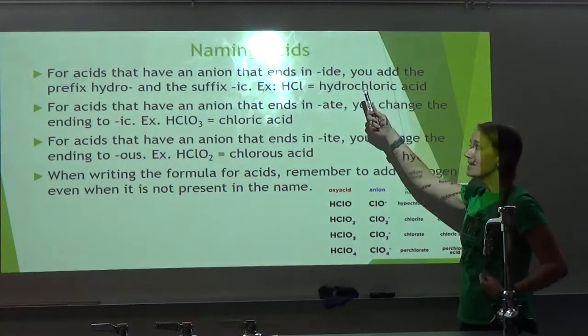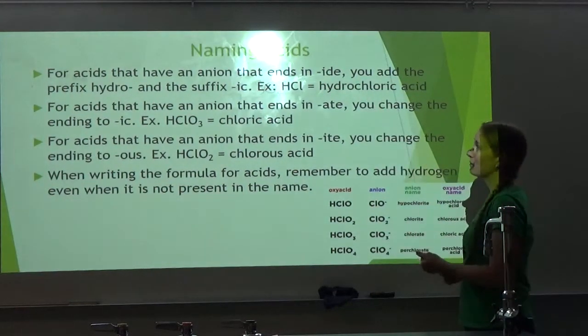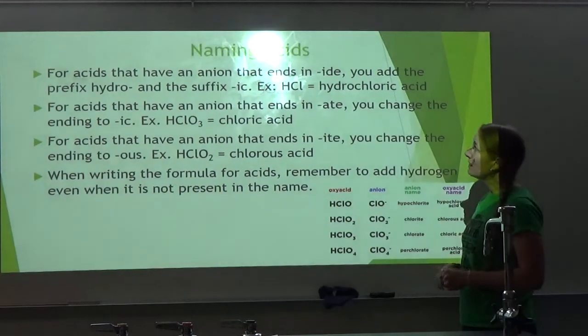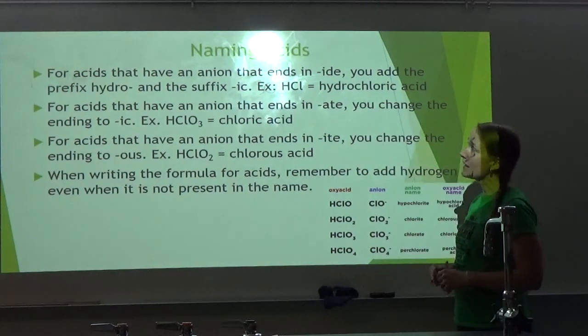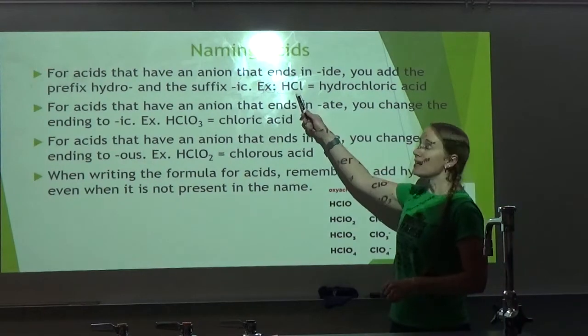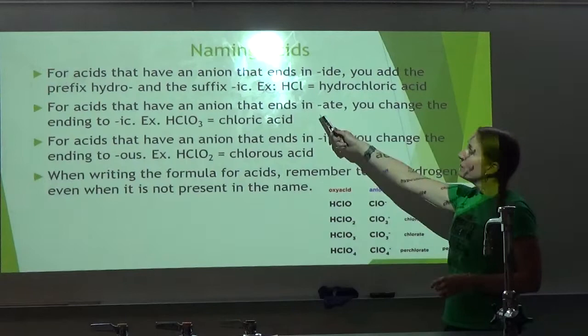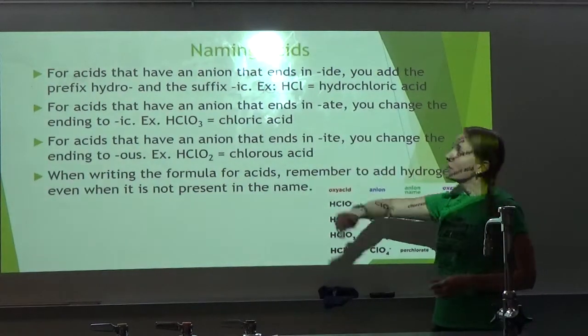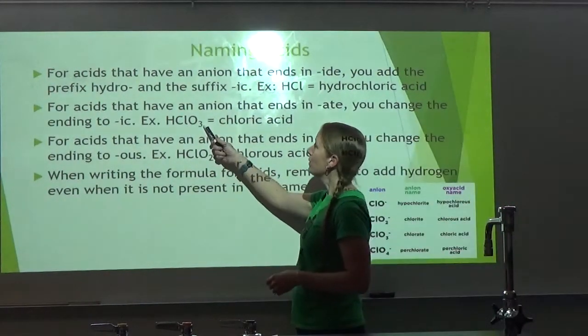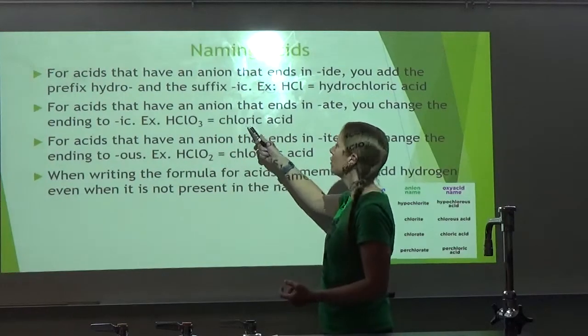All right, so next, acids. That was also a struggle for some of you. For acids that have an anion that ends in ide, you add the prefix hydro and the suffix ic. So Cl is chloride, so we call it hydrochloric acid. If the anion ends in ate, we change the ending to ic. So ClO3 is chlorate, so I call it chloric acid.